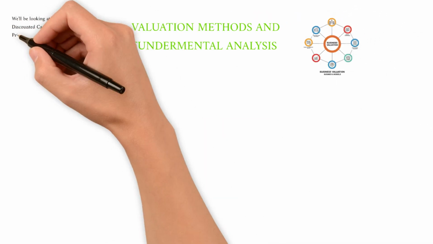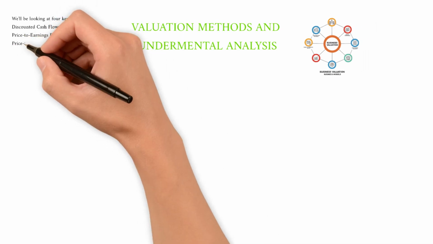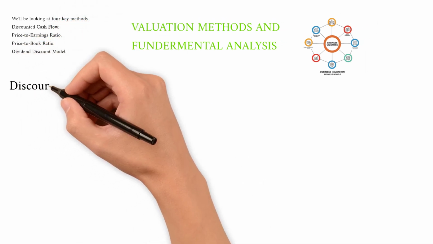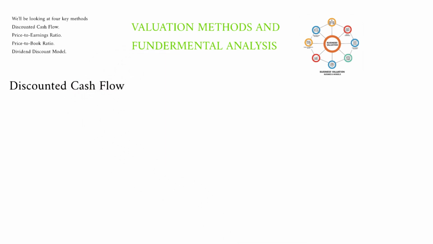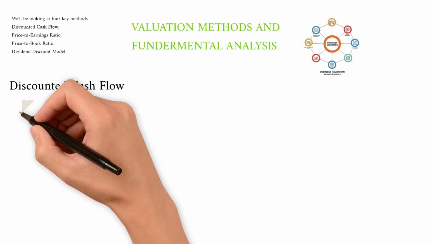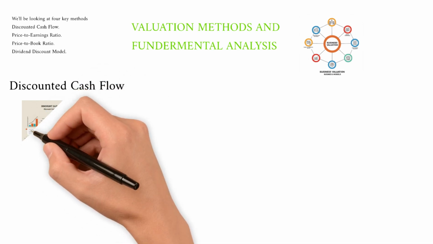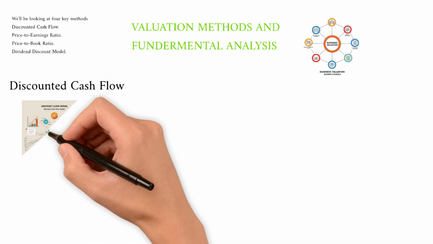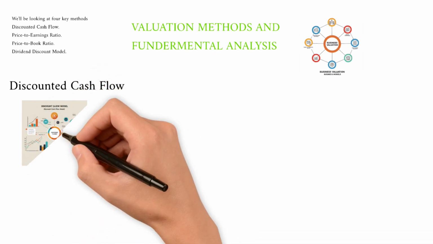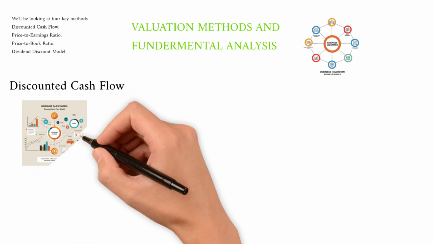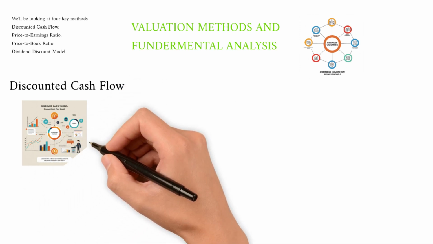We'll be looking at 4 key methods: discounted cash flow, price to earnings ratio, price to book ratio, dividend discount model. Let's break down the DCF. It's a bit more complex, but it's incredibly powerful. Step 1. Forecast the company's future cash flows. Step 2. Determine the appropriate discount rate. Step 3. Discount those future cash flows back to their present value.